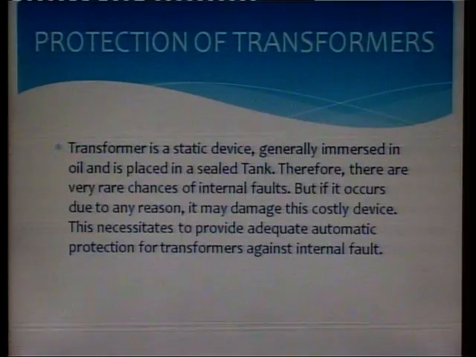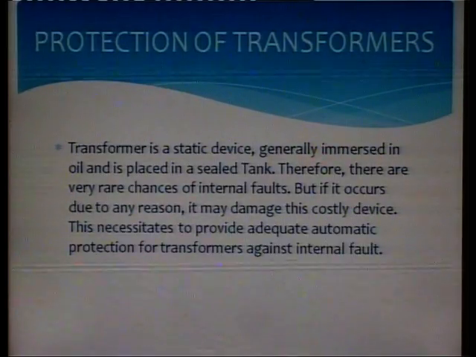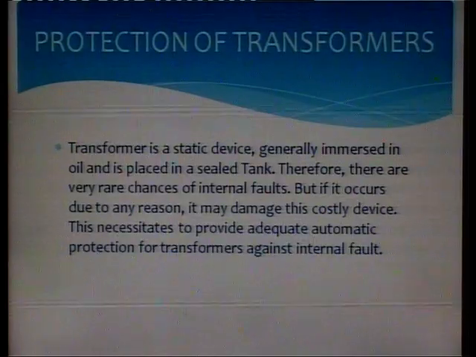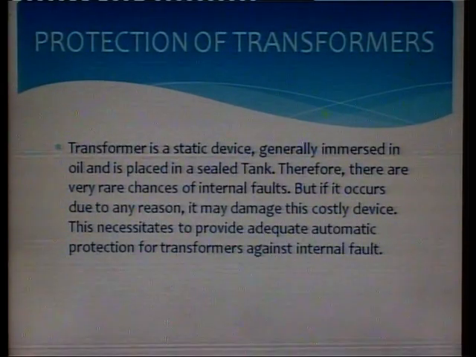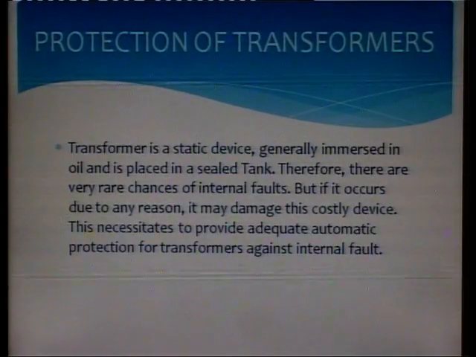Now, there are many costly components in the power system like generators, transformers, feeders, and bus bars. Their protection is very important as they are very costly. So, let us discuss the protection of transformer today.